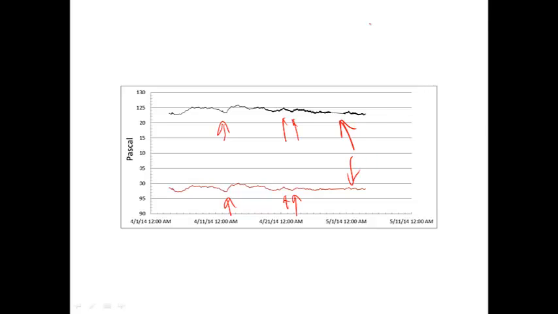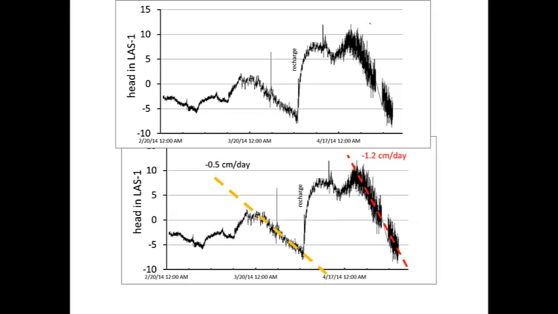Okay, so what we do is subtract these two. I'm going to multiply by 10 to get centimeters of water, and then I'm going to start it off at 0. So if I do that, I get this.